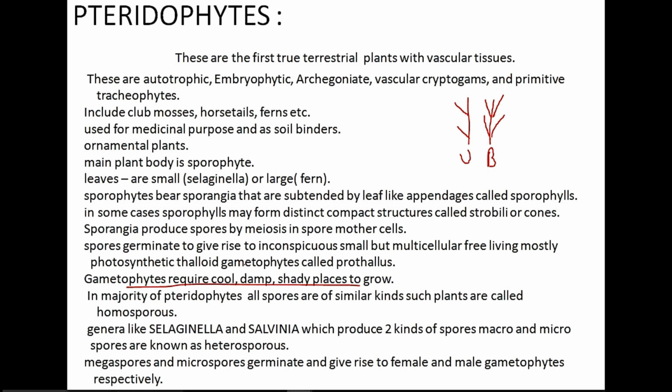The gametophytes bear male and female sex organs called antheridia and archegonia respectively. The male one is called antheridia and the female one is called archegonia. The sex organs are multicellular, jacketed and sessile. The female gametophytes in these plants are retained on the parent sporophyte for variable periods. That means these female gametophytes are mostly on the parent sporophyte, and they degenerate after some time and develop on their own again.